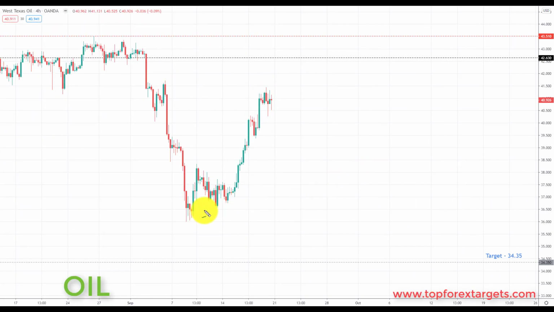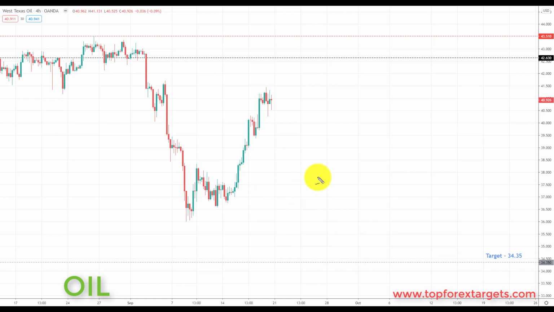Now, last week we were looking for a pullback in crude oil to look for short positions down to the 34.35. We did start to pull back towards the 42.63, and we had a little bit of a deeper pullback than expected. However, this is better because it gives us the opportunity to get better risk to reward setups down towards the 34.35 than if we were to short from over in this area, for example.